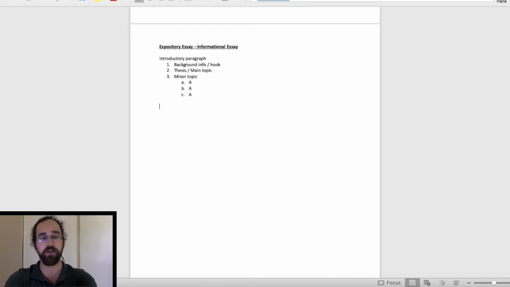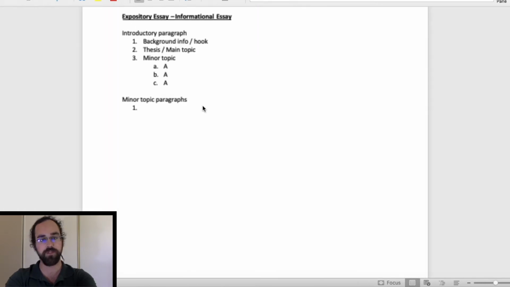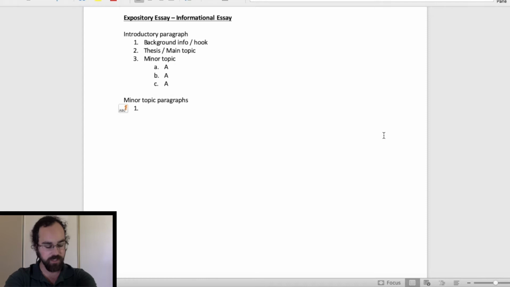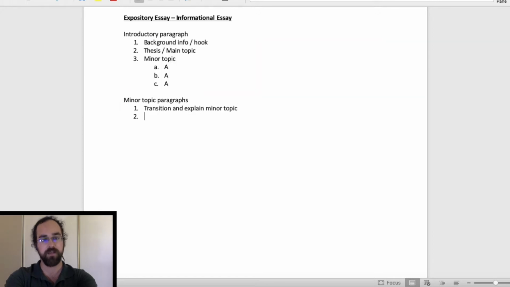The next paragraph that I'll be writing is my body paragraph. These are the minor topic paragraphs, and they are going to be structured similarly to each other. The first thing that I'm going to do, zoom in for you a little bit here, is I'm going to transition and explain my minor topic. After that, I want to explain.